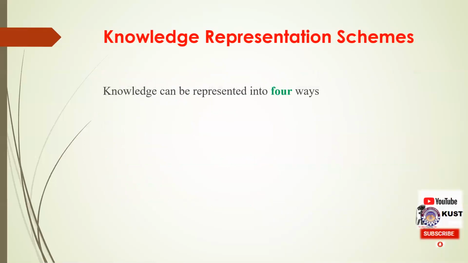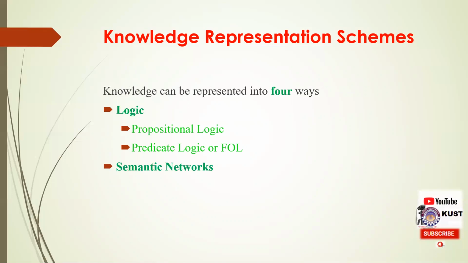There are mainly four ways of knowledge representation, which are as follows. The first one is logical representation. Logical representation is again of two types. Logic may be propositional logic or it may be predicate logic, also known as first order logic. The second one is semantic network representation. Knowledge can be represented in a semantic network. Another representation is of frame, and knowledge can also be represented in a rule-based order.